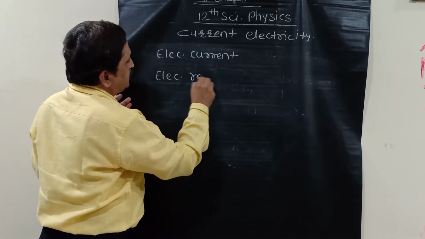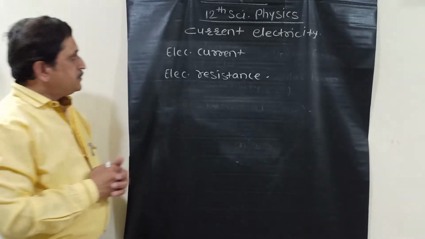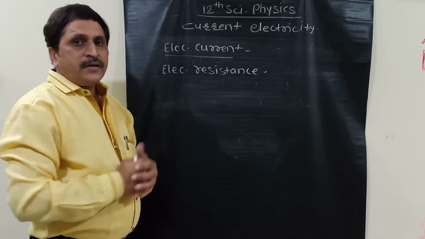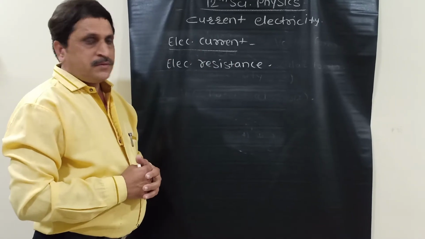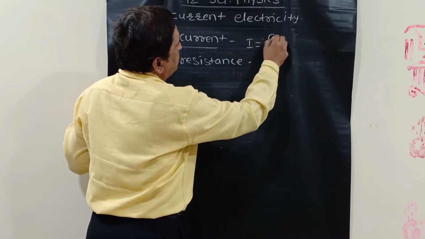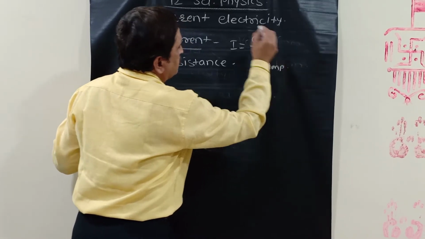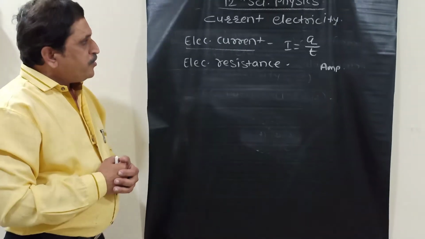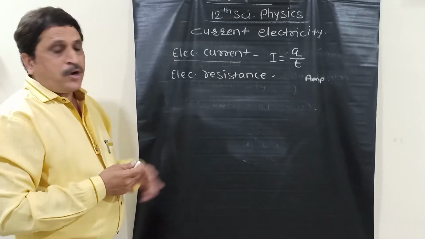Electric resistance. Now what is meant by electric current? By the definition of electric current, we can say that electric current is nothing but the rate of flow of electric charge through the conductor. That is known as electric current. Now for electric current, we can say that I is equal to Q divided by T. That means SI unit for electric current is ampere. And therefore we can say that the rate of flow of electric charge through the conductor is known as electric current. Now other units are milliampere, microampere, all these things.